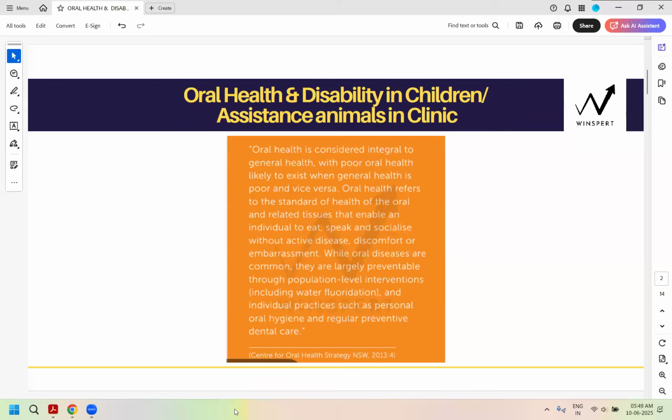So these kind of children would have certain intellectual disability, certain physical disability. There could be different challenges presenting, right? So there would be some challenge in communicating with them. There would be some challenge, of course, with consent. And sometimes consent may be given by their parents, guardians, and sometimes other healthcare workers may also be involved.